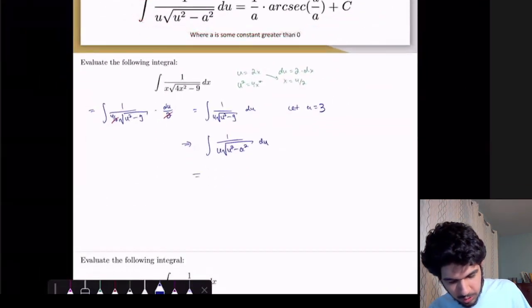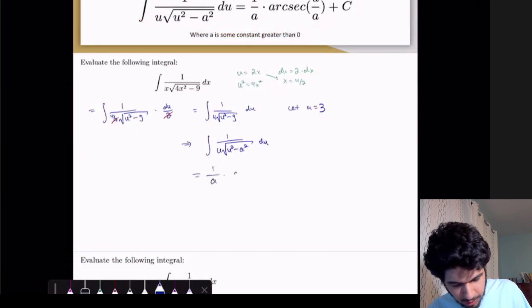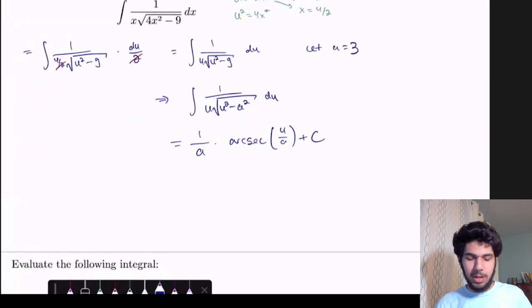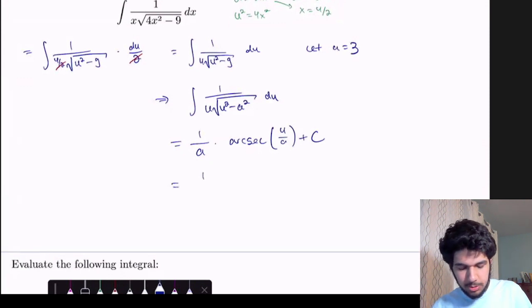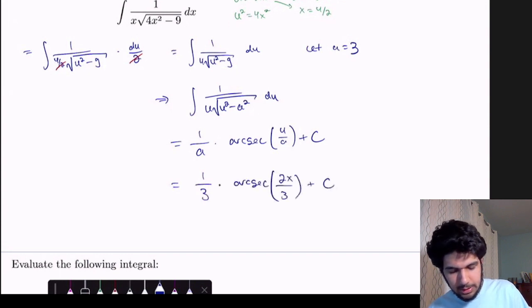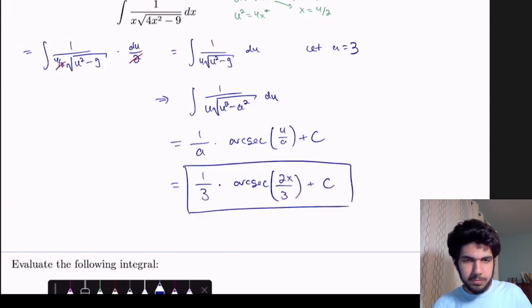So this would be equal to 1 over a times arcsecant of u over a plus c. So now we just have to make the substitutions for a and u. A is equal to 3, so this would be arcsecant. U, we said in the beginning, was 2x. A is still 3, plus c, that's our answer.